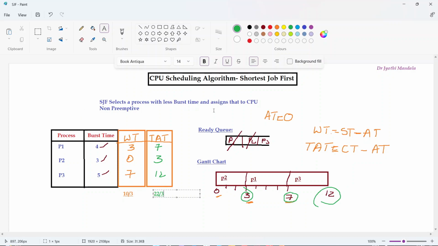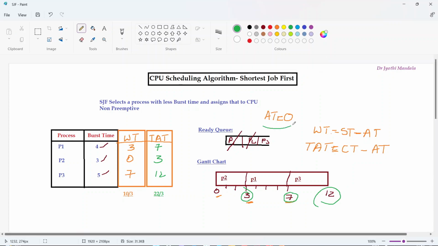This is how the shortest job first algorithm will work, where the CPU will be given a chance to the process which is requiring less amount of CPU time. This is first example. In this example, we have considered the arrival time as 0. That means all the processes have arrived at the same time. We have considered all the processes have arrived at 0th second. Then if all the processes are available, then one process which is having the least CPU time will be chosen.